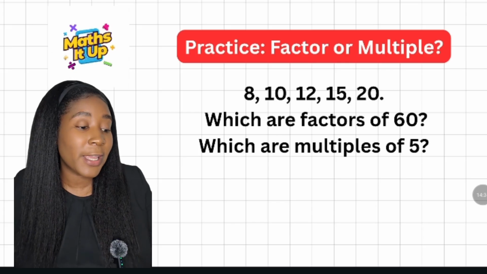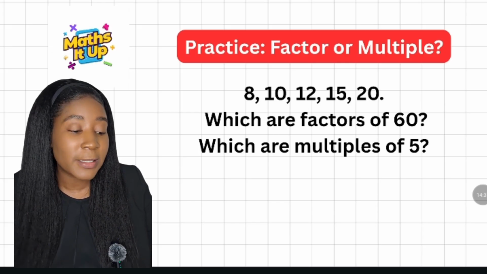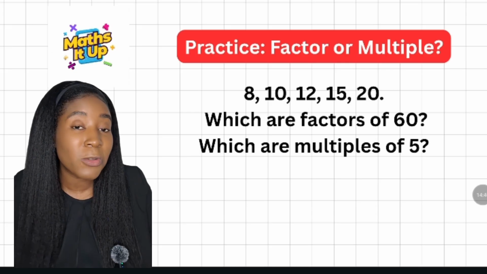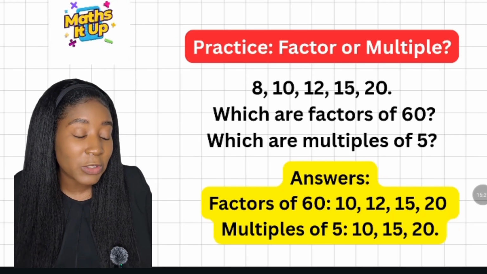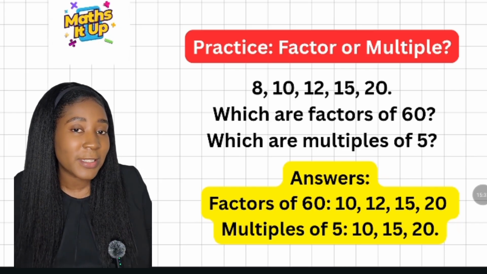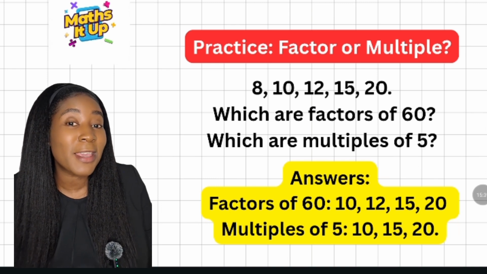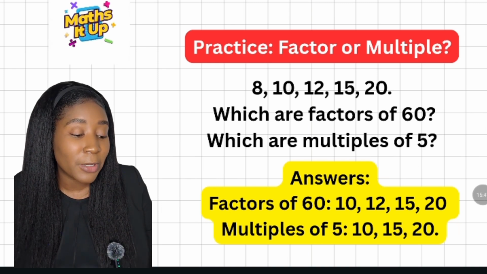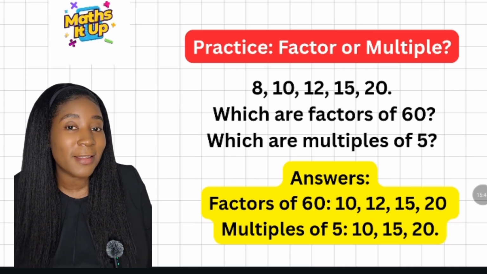We have here 8, 10, 12, 15, 20, which are factors of 60. Which from that set are multiples of 5? For factors of 60, we know that 10 is a factor of 60, 12 is a factor of 60, 15 is a factor of 60, and 20 is a factor of 60. For multiples of 5, which means those that appear in the 5 times table, it would be 10, 15, and 20 based on that set.